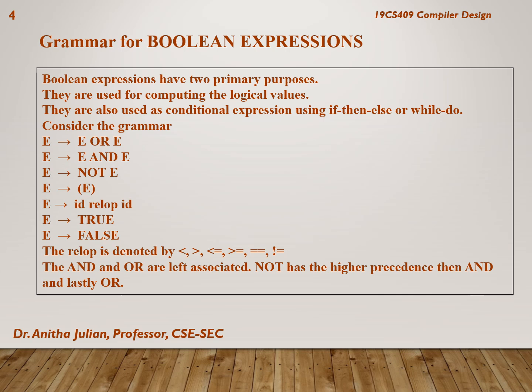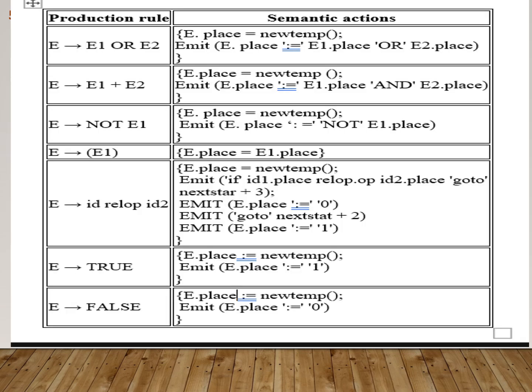So all these Boolean expressions happen only in the if condition. The Boolean expression can evaluate to either a true value or a false value. And the relational operators can be less than, greater than, less than or equal to, greater than or equal to, equivalence, and not equal to. So we will try to write the SDT for Boolean expressions now.